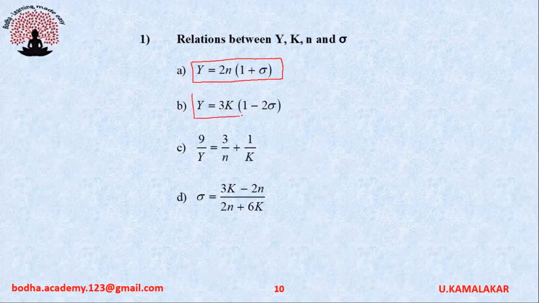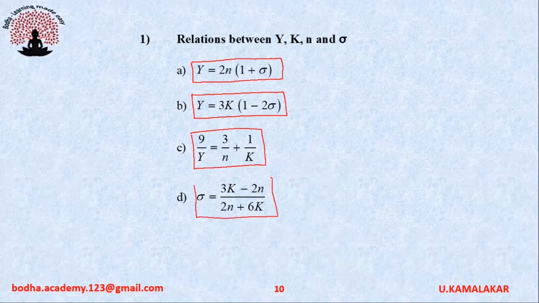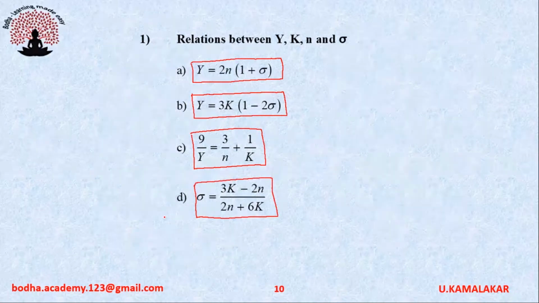Second one, Y is equal to 3K into (1 minus 2σ). Third one, 9/Y is equal to 3/N plus 1/K. Fourth one, σ is equal to (3K minus 2N) whole thing divided by (2N plus 6K).